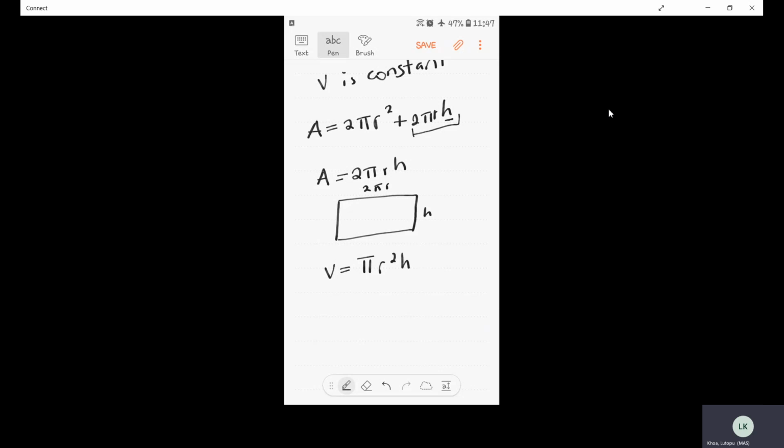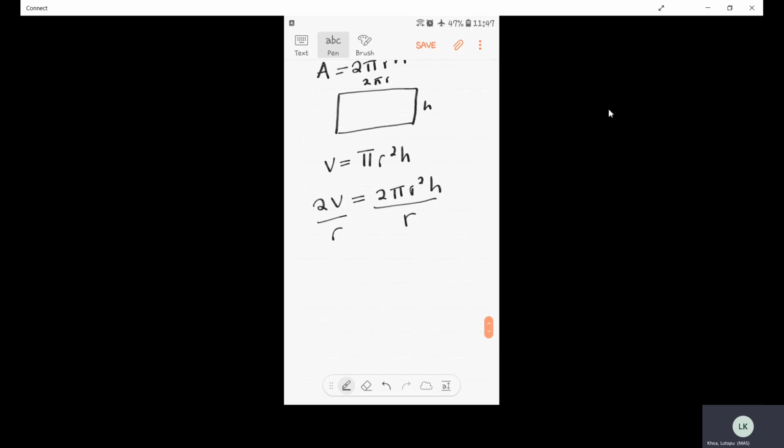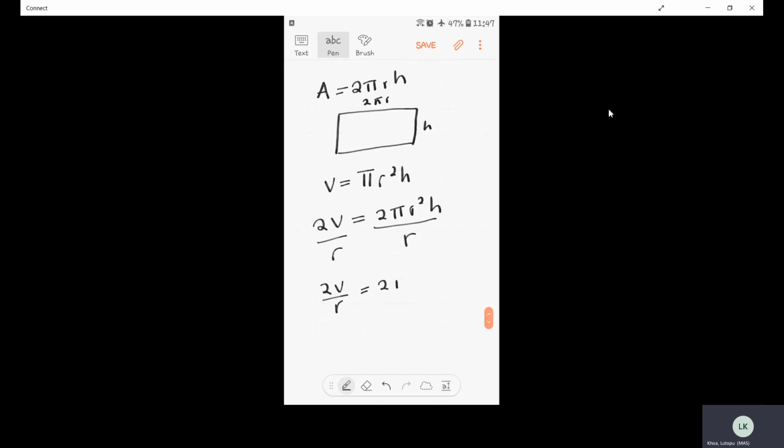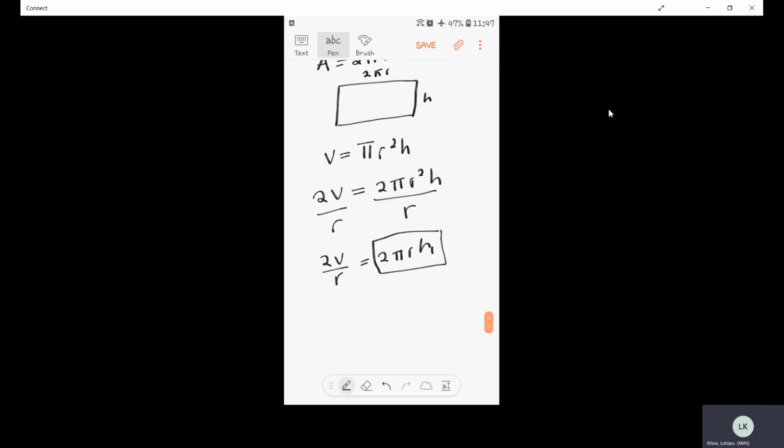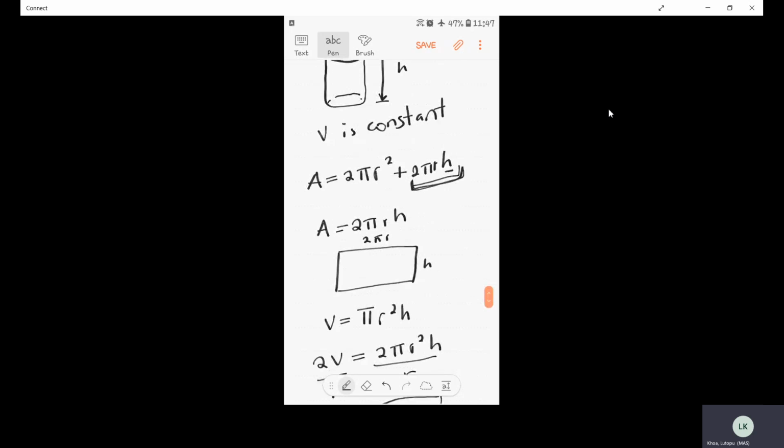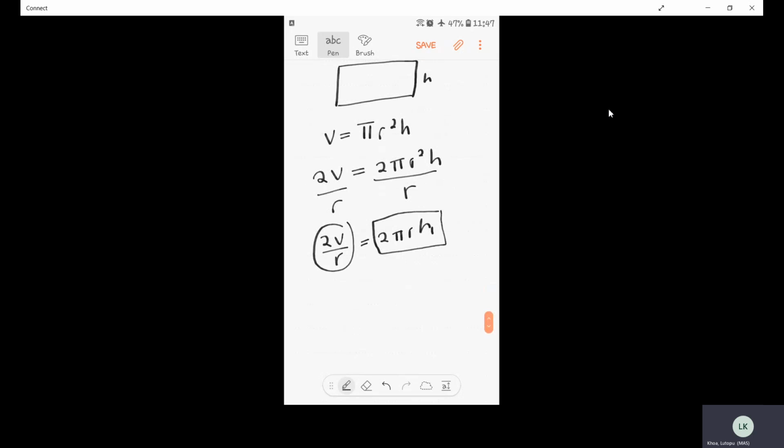So what I do is, if I have my volume over here, I can multiply both sides by 2. So I have 2 times the volume. This is equal to 2 pi r squared times h. And then if I divide by r on both sides, you'll see that I have 2v over r. This is equal to 2 pi r h. Now this 2 pi r h, this is the area that we said we have over here. So I'm going to replace this with what I have worked out over there.